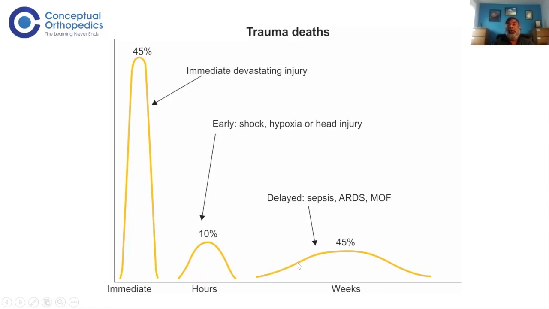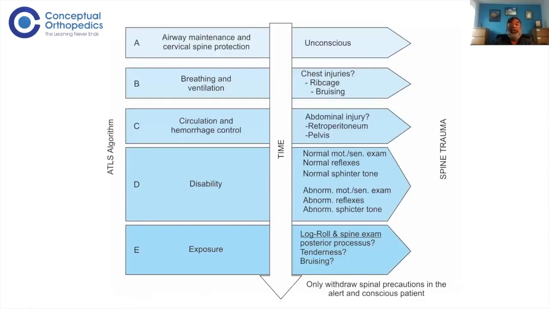And then the third mode is delayed death, or sepsis, which you can directly affect. If you treat these, you can reduce the number here. So these are the two groups where you can make a significant difference. This first group, unfortunately, you can't make much difference. So how do we manage a polytrauma patient?